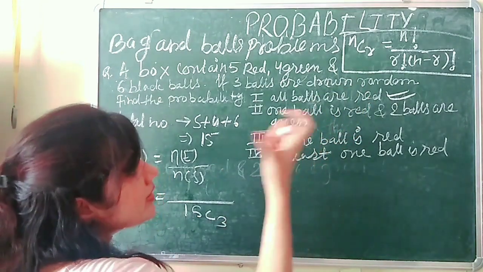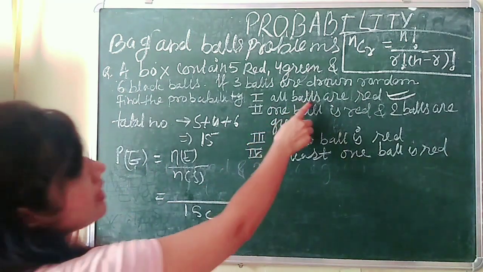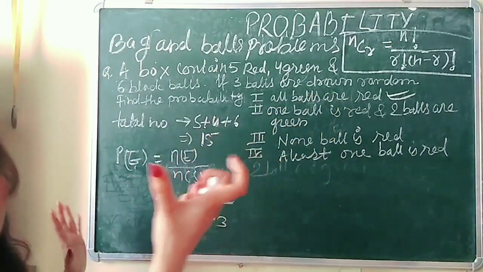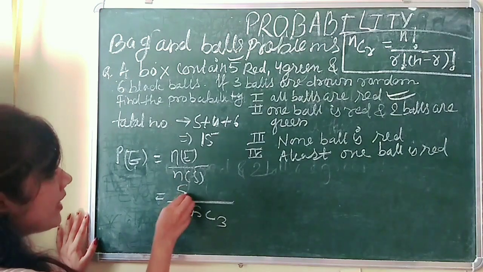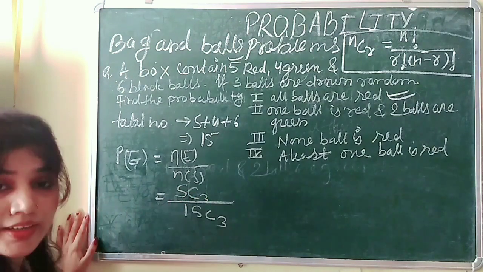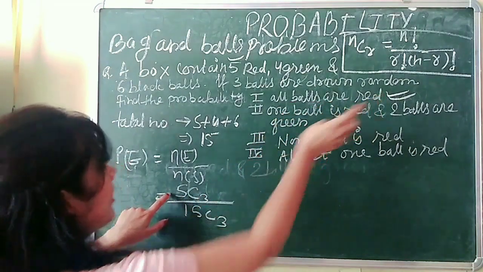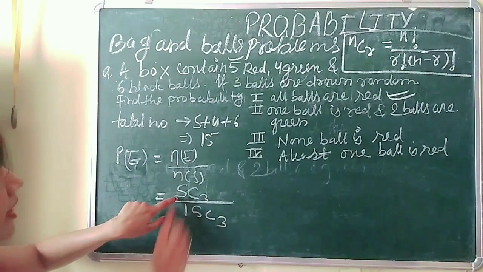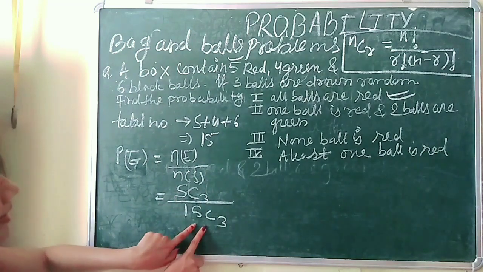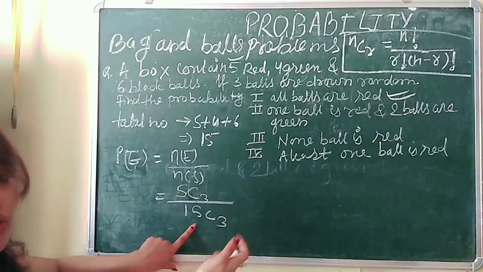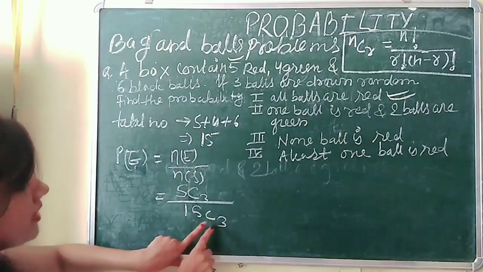So what is the possibility of being red? We will again make a combination. It says that all balls are red, so we will make a combination with the red balls only, that is 5, so here we will put 5C3. We make the combination with red balls only because it is the required outcome, and for the total possible outcomes we will put the total balls, that is 15C3.